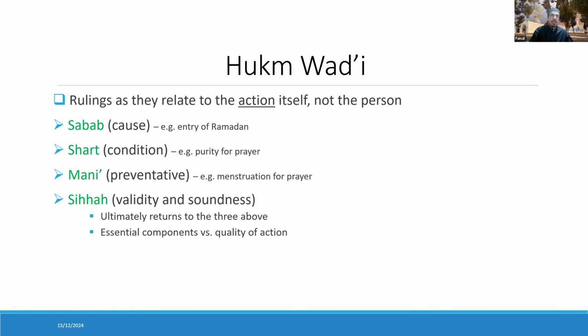It's not optimal, right? For example, if you have a trade, a transaction, and the offer and acceptance is fulfilled, these are the essential components of that transaction, and so the transaction itself is valid. But then the quality of the action can pertain to external things. There might be an extrinsic prohibition, or there might be some form of deception, and then you've got scholarly discussion on that.